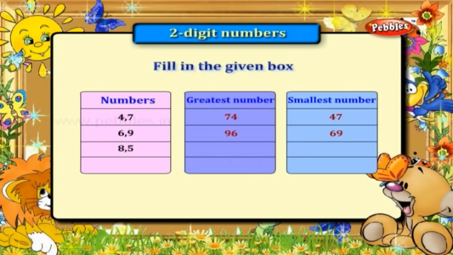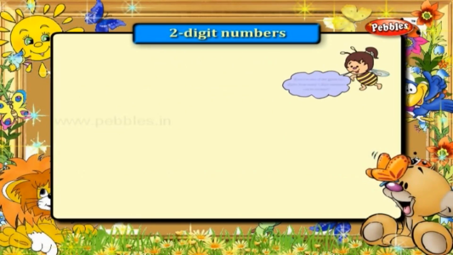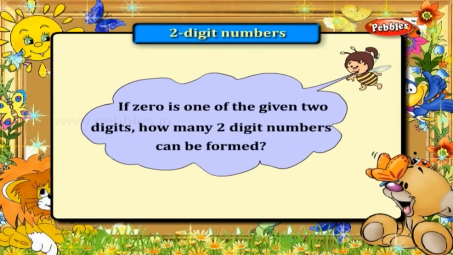From 8 and 5, the greatest number is 85 and the smallest number is 58. From 9 and 3, the greatest number is 93 and the smallest number is 39. If 0 is one of the given two digits, how many two-digit numbers can be formed?